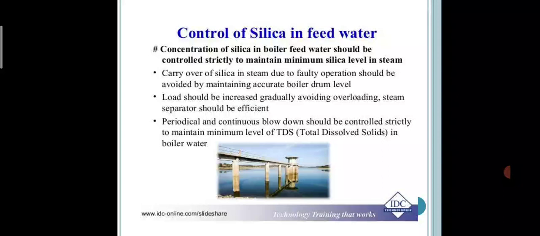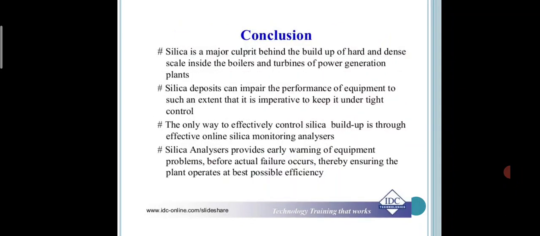Control of silica in feed water. The concentration of silica in boiler feed water should be controlled strictly to maintain the minimum silica level in steam. Carryover of silica in steam due to faulty operation should be avoided by maintaining accurate boiler drum level. Load should be increased gradually, avoiding overloading. Steam separators should be efficient. Periodical and continuous blowdown should be controlled strictly to maintain a minimum level of TDS, total dissolved solids, in the boiler water.